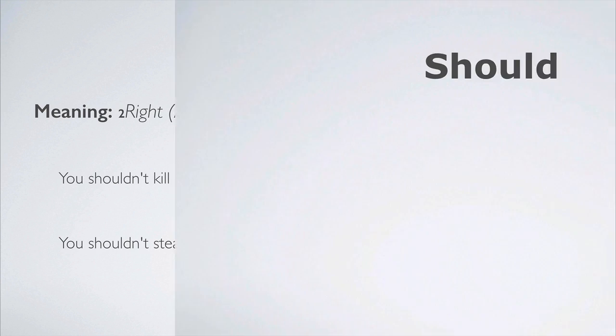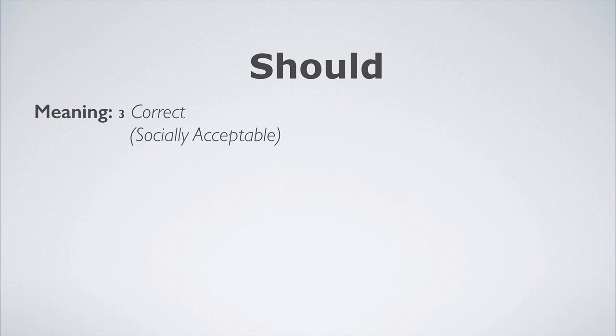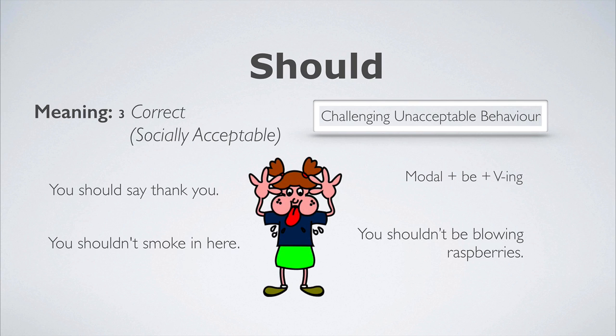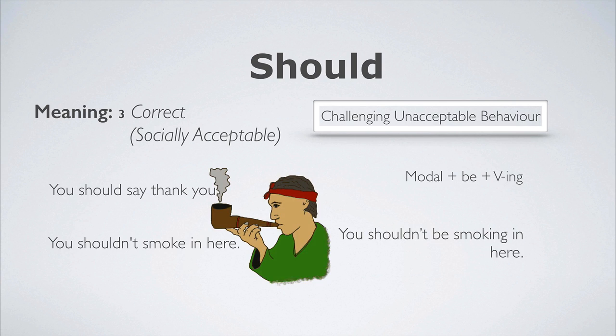Really? Finally, using should to say what is correct or socially acceptable. For example, "You should say thank you." Or, "You shouldn't smoke in here." Again, if you want to challenge someone's unacceptable behavior, use the modal plus be plus verb ing. For example, "Little girl, you shouldn't be blowing raspberries." Sorry. Or, "Excuse me, sir, but you shouldn't be smoking in here." Sorry.